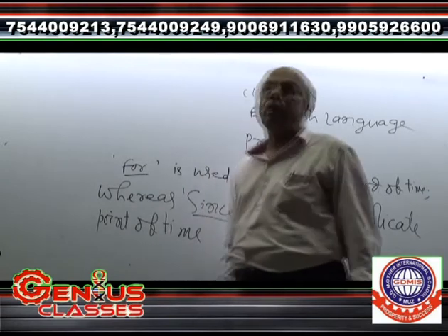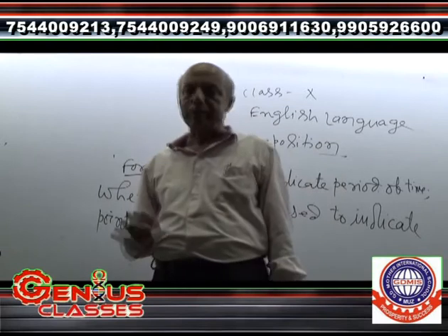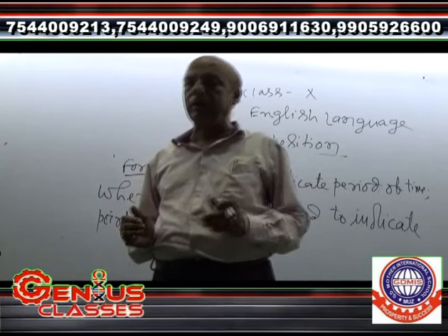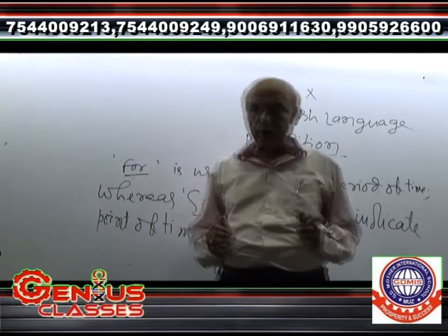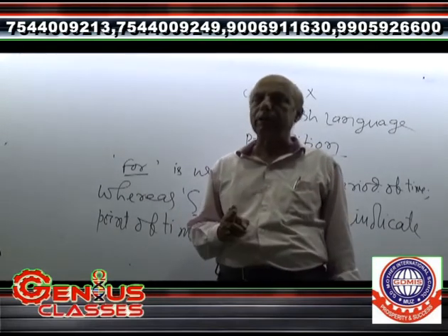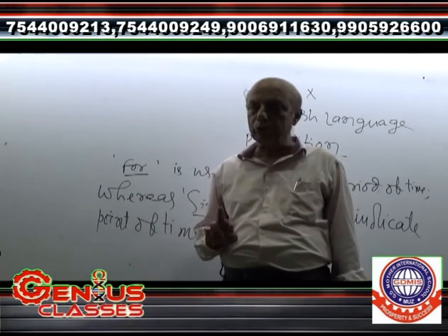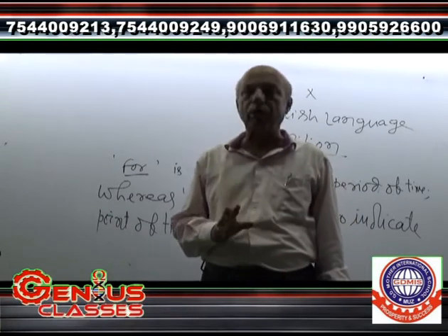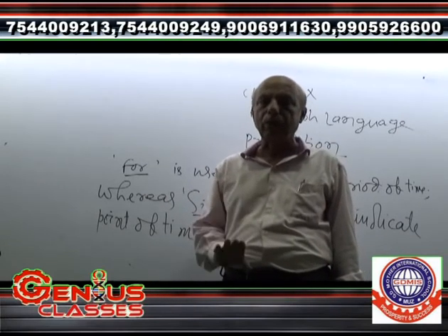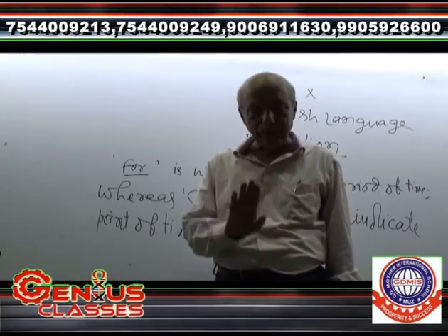As for example, I have been doing my work for 4 hours. I have been doing my work since 6 o'clock in the morning. Here, a point of time has been given, and in this context, in this situation and condition, since is used. So this is what I have told about the use of since and for: since is for point of time and for is for period of time.